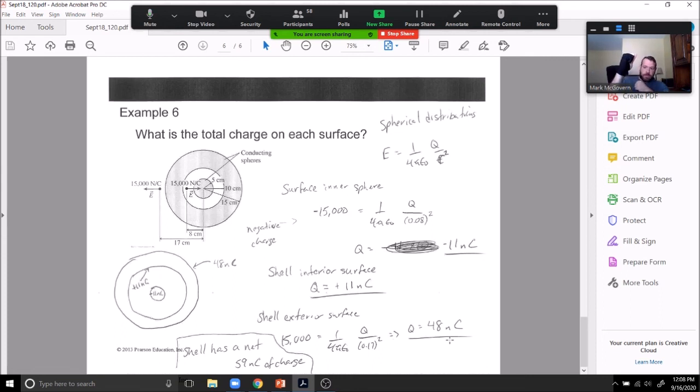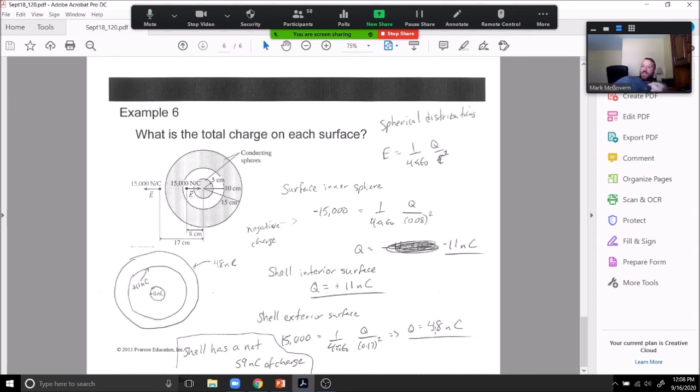So 11 on the inside, negative 11 on the inner shell, and the outer part of the shell is 48. The shell has a net charge of 59 nanocoulombs, because we had 11 on the inside and 48 on the outside. You should add that up. Overall, it's 59. So if we took that inner portion out, we'd be left with a 59 nanocoulomb charge spread out on the outside.